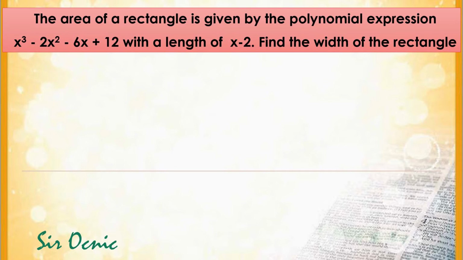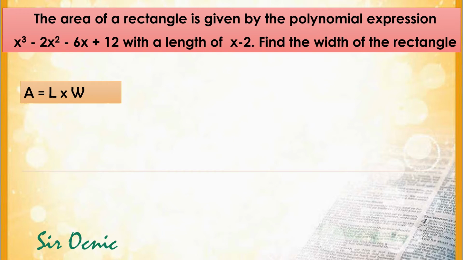Let us try our first problem. The area of a rectangle is given by the polynomial expression x cubed minus 2x squared minus 6x plus 12 with a length of x minus 2. Find the width of the rectangle.